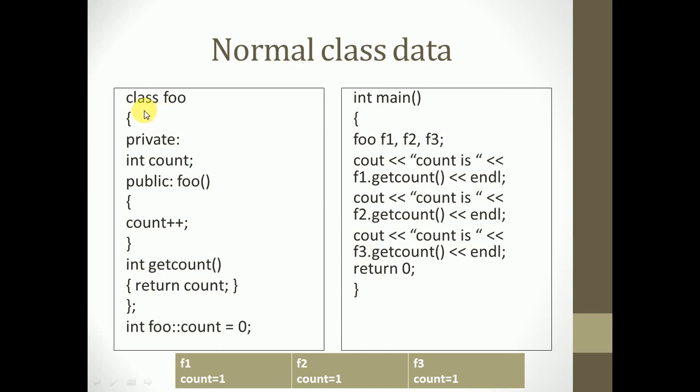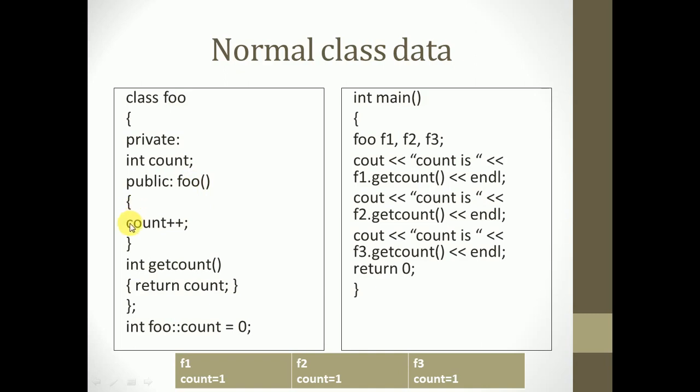Now this is normal class data. You have int main, and your compiler comes first here, sees the class name FOO and continues with its object F1. Once the object is created, the constructor is called automatically. Do you have a constructor in your class? Yes, you have a constructor named FOO, which is the same as the class name. Now this is your constructor.